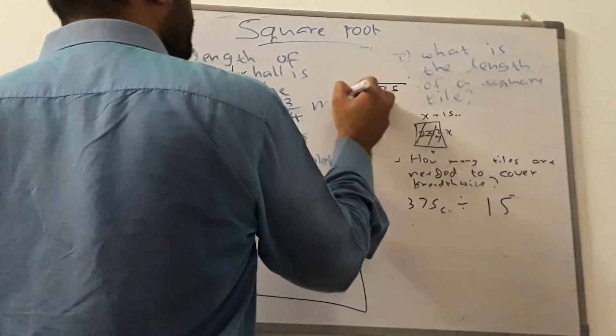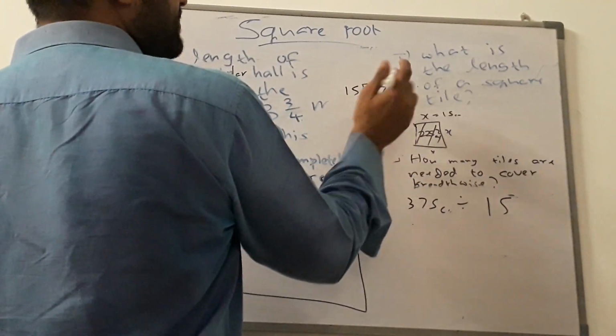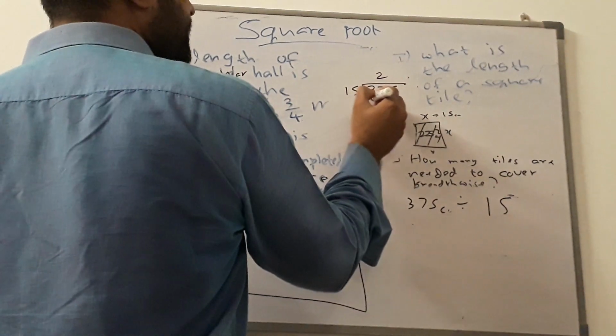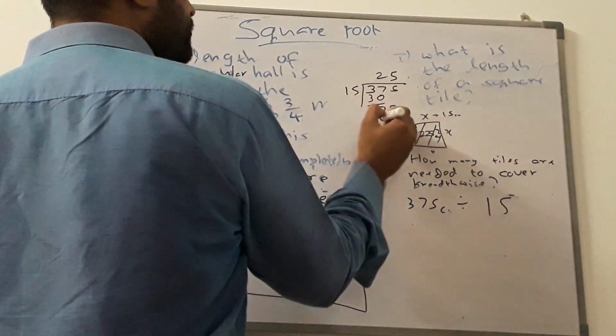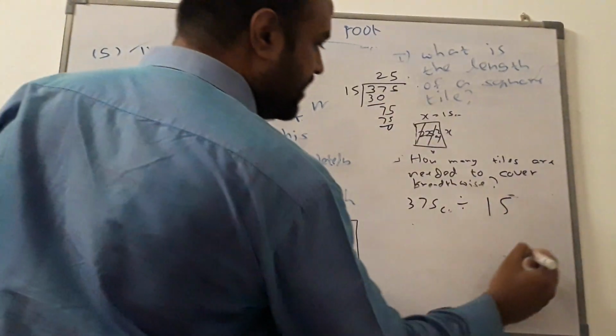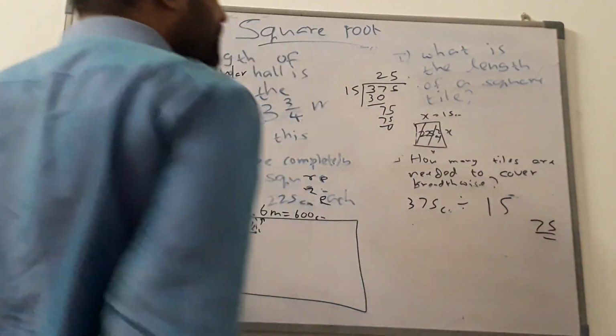375 by 15. How many 15s are there in 37? 2 times 15 means 30. Remainder 7, 75 means 15 times 5. So 75 tiles means the answer.